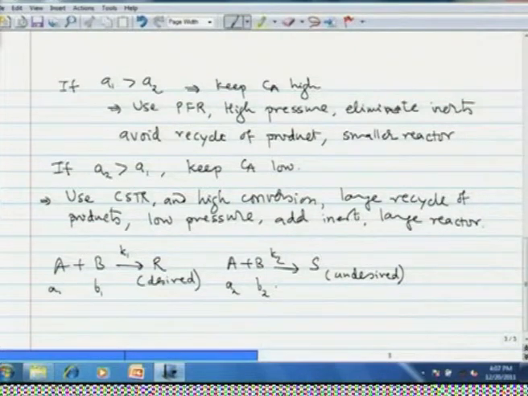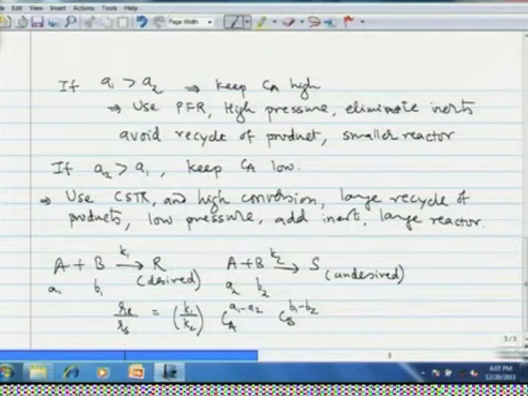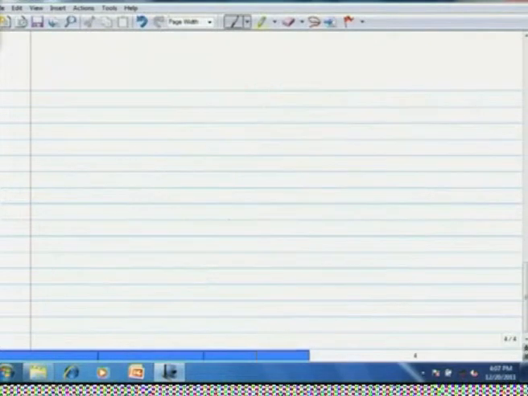Now, if we take the ratio of the rates of the two reactions in a similar way as we did earlier, then we get K1 by K2 into Ca raised to A1 minus A2, Cb raised to B1 minus B2. Now, here we have more alternatives depending on relative numerical values of A1 and A2 and B1 and B2. Let us say A1 is greater than A2 and B1 is greater than B2.